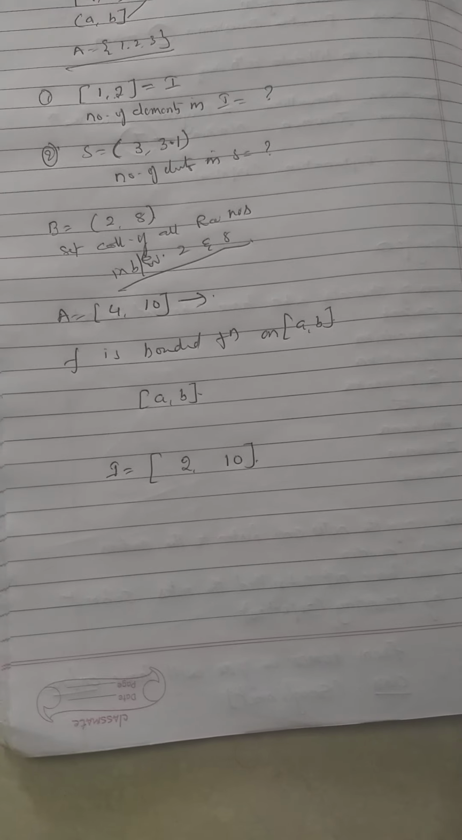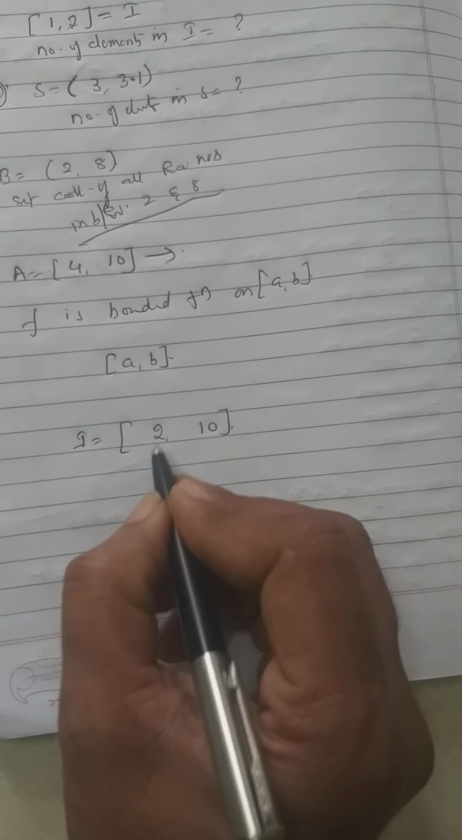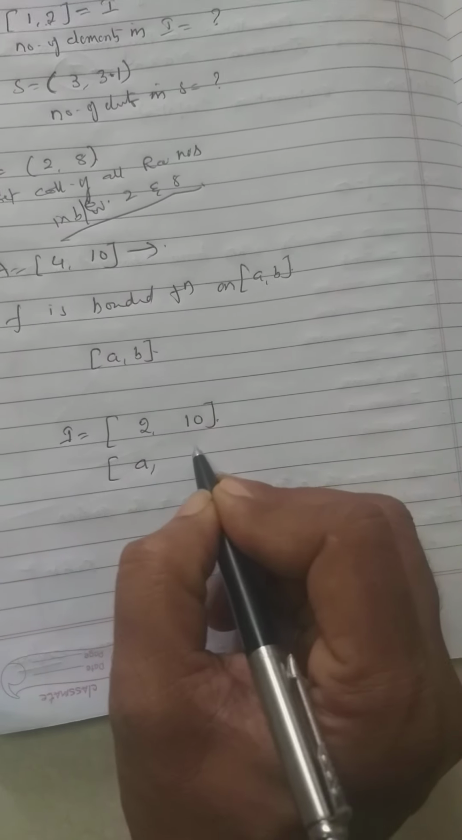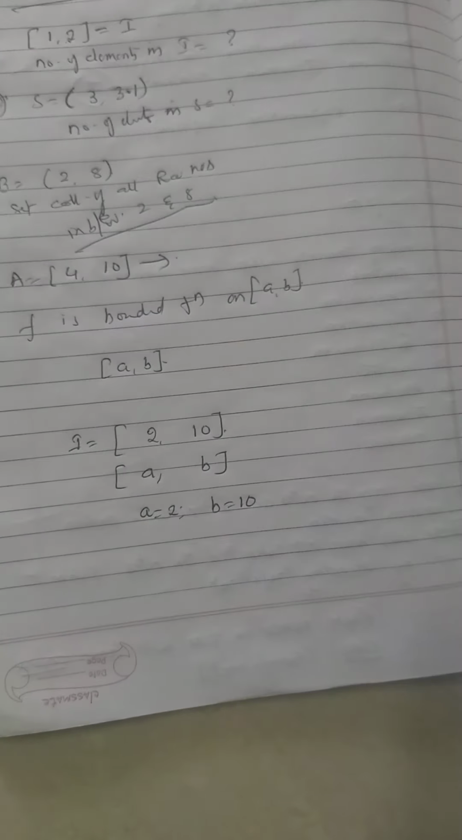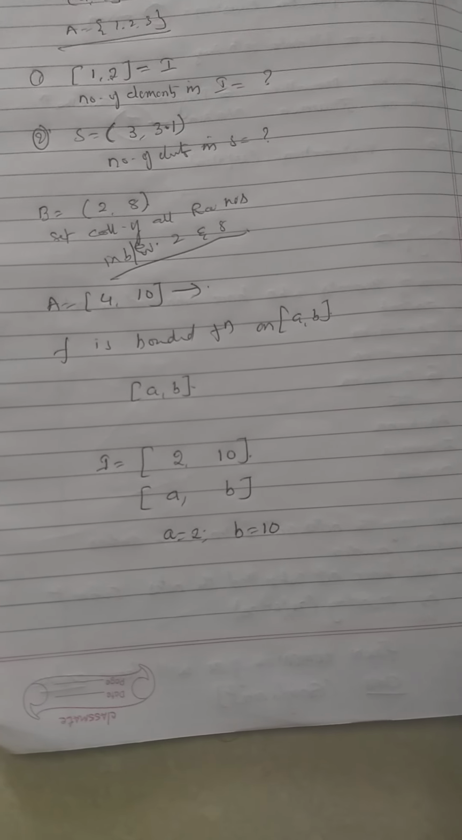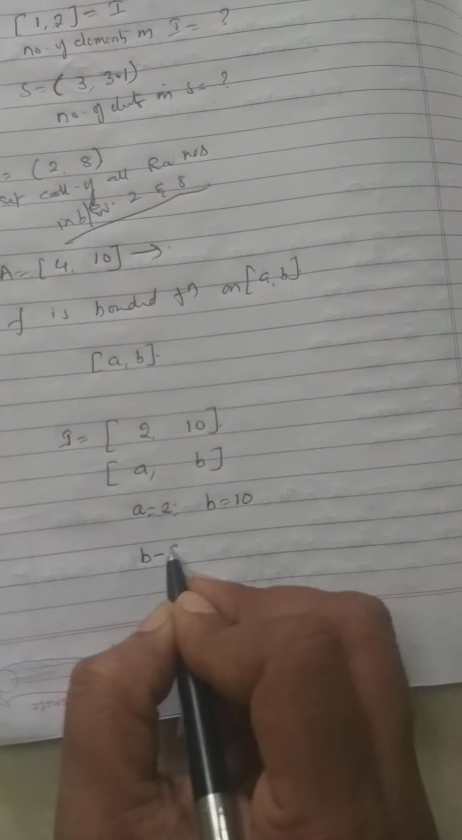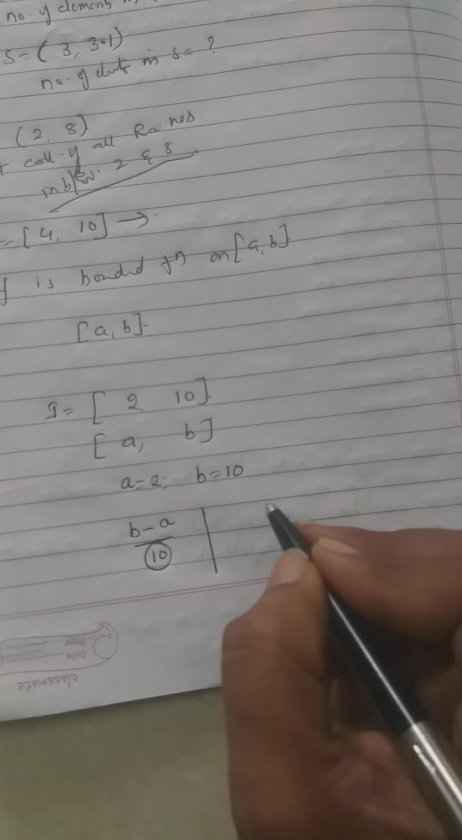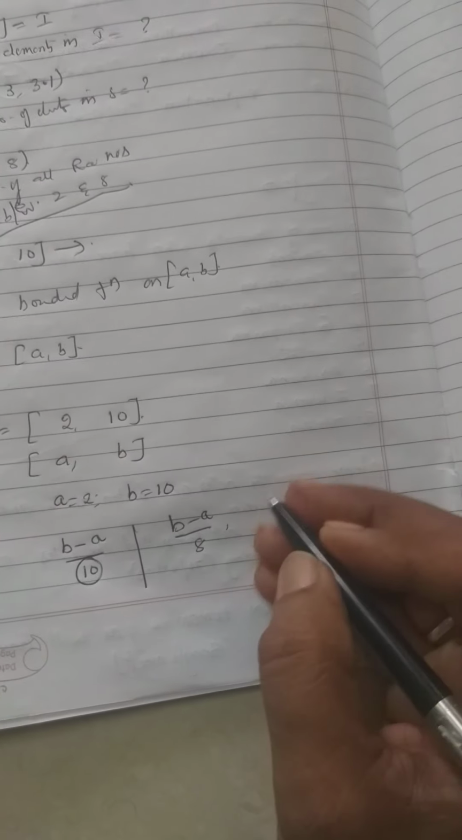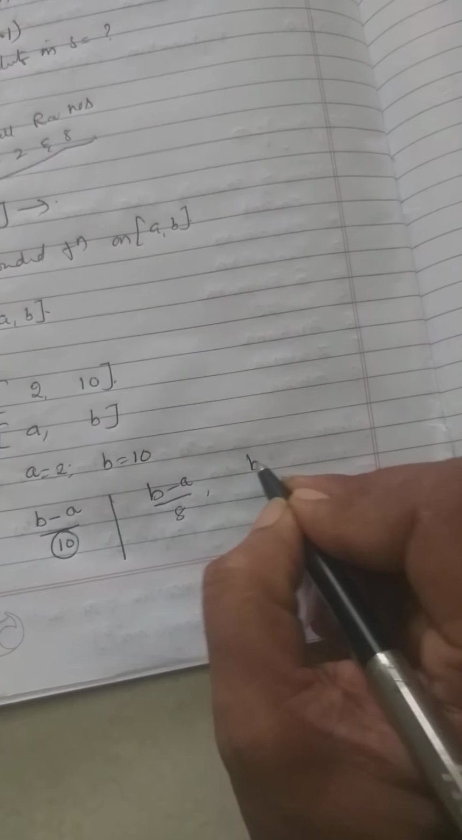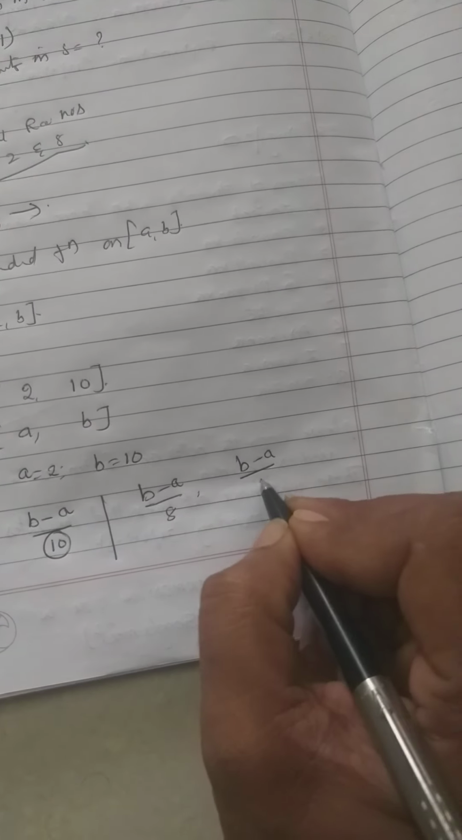Now if you want to divide into 4 subintervals, then what we have to do? Simply compare this one. This is nothing but, in general, a closed interval [a, b], where the a value is 2 and the b value is 10. Suppose you want to divide this interval into 10 subintervals, then we simply do (b minus a) by 10. Suppose you want to divide it into 8 subintervals, (b minus a) by 8. No sir, I don't want 8 subintervals, I want to divide it into 4 subintervals. Then you have to do (b minus a) by 4.